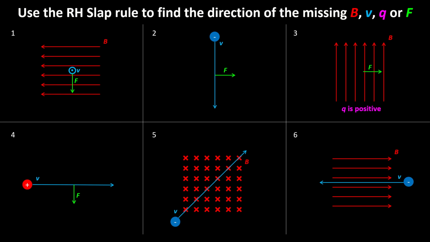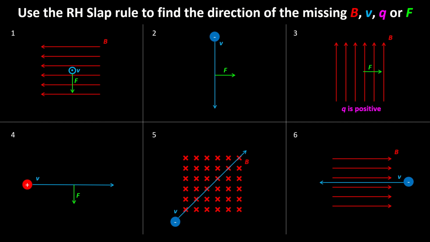So here's some ones to try. If you want to have a go at these, I suggest pause the video, see if you can figure out what's missing. Remember, there are 4 things in these because there's a magnetic field, a direction of motion, of velocity, there's a force, and there's also whether it's positive or negative, because that affects what direction things are going to go. So pause it now, have a go at it, and then I'll go through the answers.